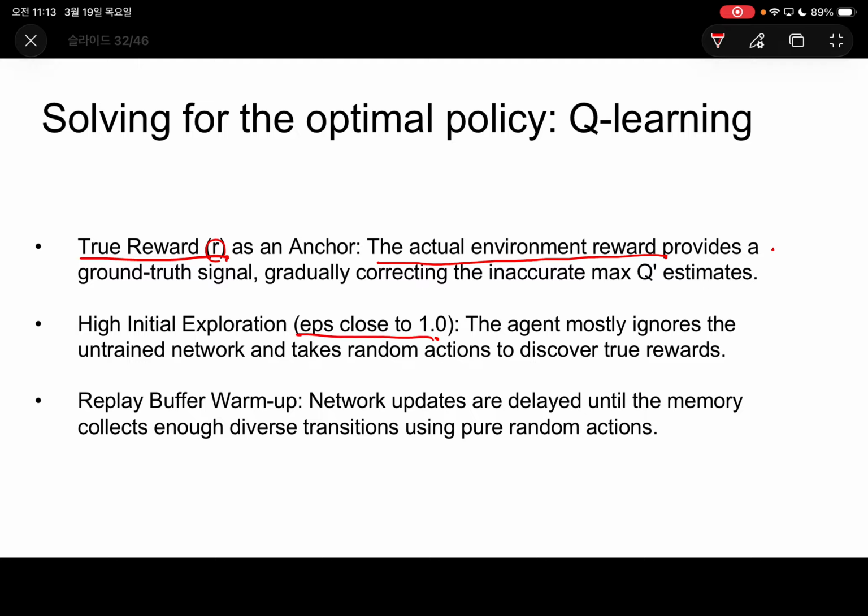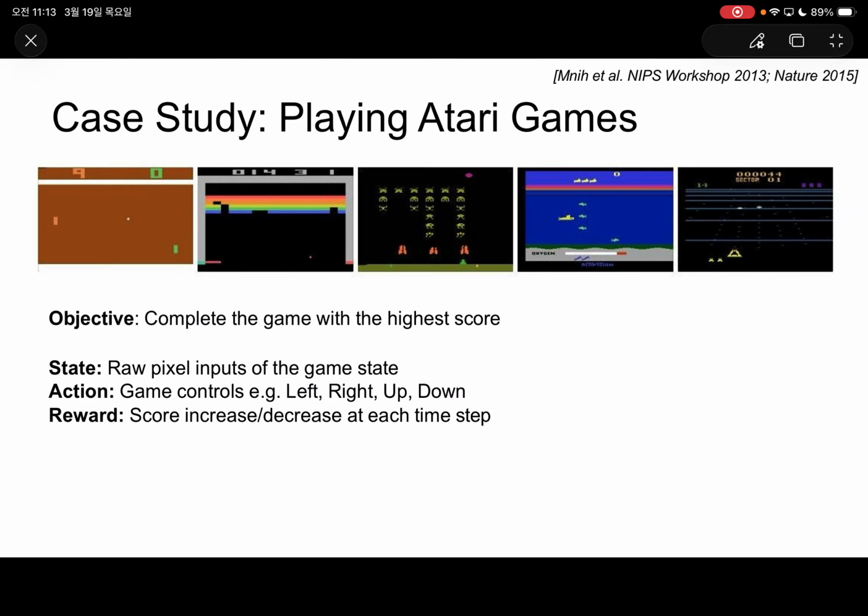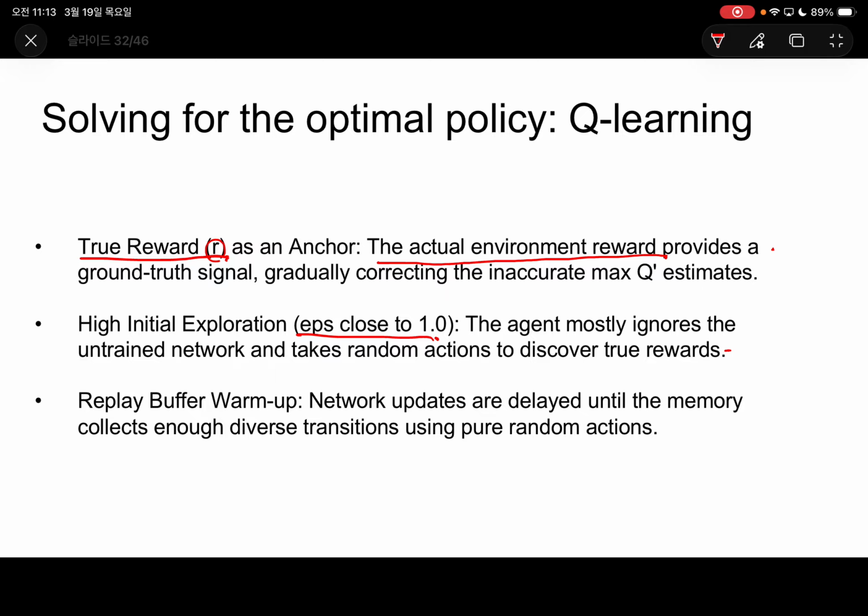So epsilon close to 1 means we always take random action instead of exploiting what we've learned so far. It's almost close to algorithm 1, right? The agent mostly ignores the untrained networks and takes random action to discover true reward.